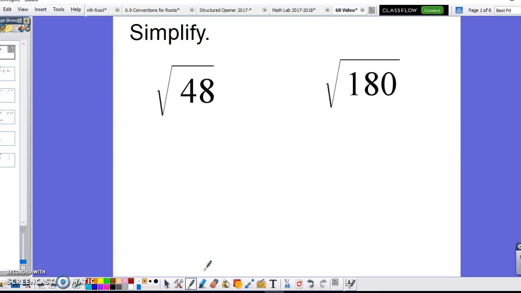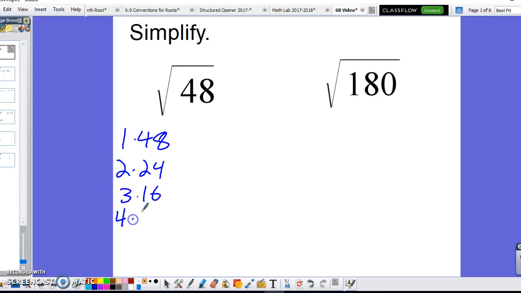Okay, so looking at square root of 48. We want to simplify that. In other words, take out any perfect squares that are in 48. So we're going to look at two different ways of doing this. The first one, you could list out all of the factors of 48, so all of the pairs of numbers that multiply to 48, as I'm doing here on the board.